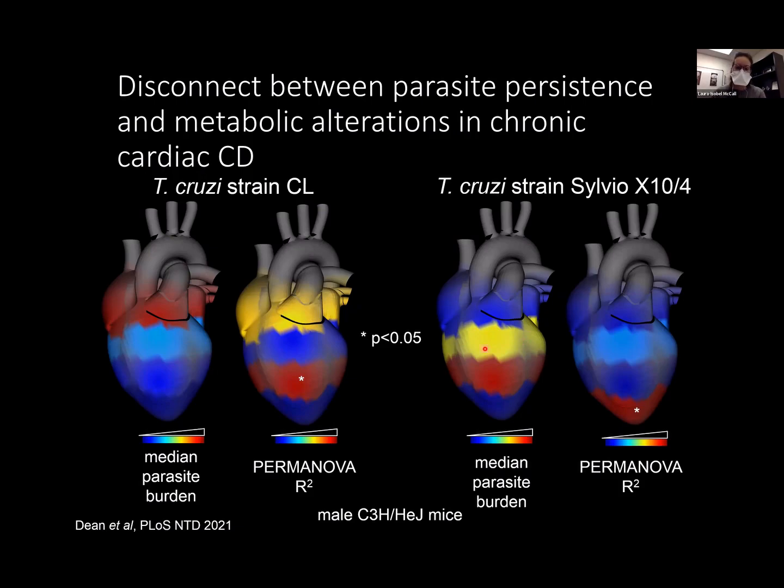We can then contrast that with where metabolism is affected. And so what we find is that in both cases, we have a disconnect between where the parasites are and where metabolism is significantly changing. And with strain Silviox 10.4 in particular, the only site where we had significant metabolic changes was the heart apex. So matching very nicely with our sites of Chagas disease symptoms. And so this can help explain why symptoms develop specifically at the heart apex.